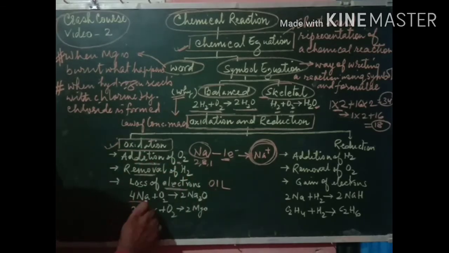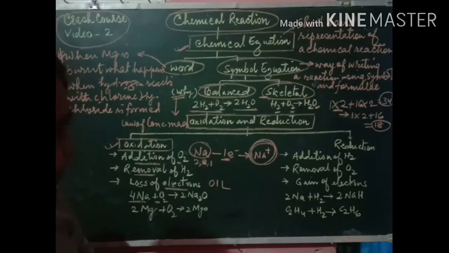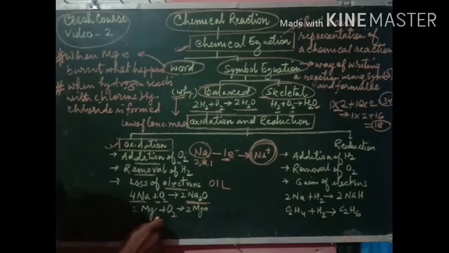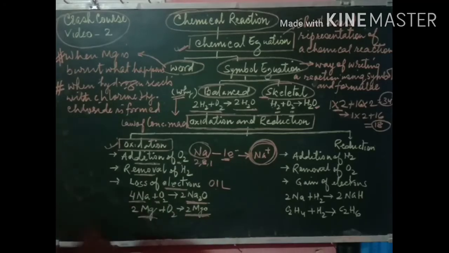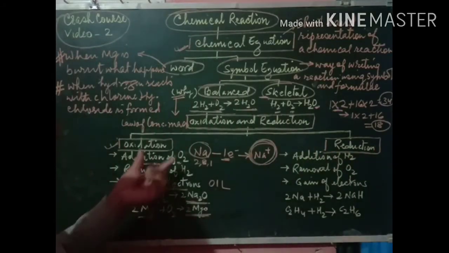For example, I have given you sodium. When it is burnt or simply brought into the air, it burns and forms sodium oxide. And simply magnesium, in the last video also I told you that magnesium is burnt with a dazzling light and it forms a white powdery substance, that is magnesium oxide. Okay, and next, that is the brother of oxidation.